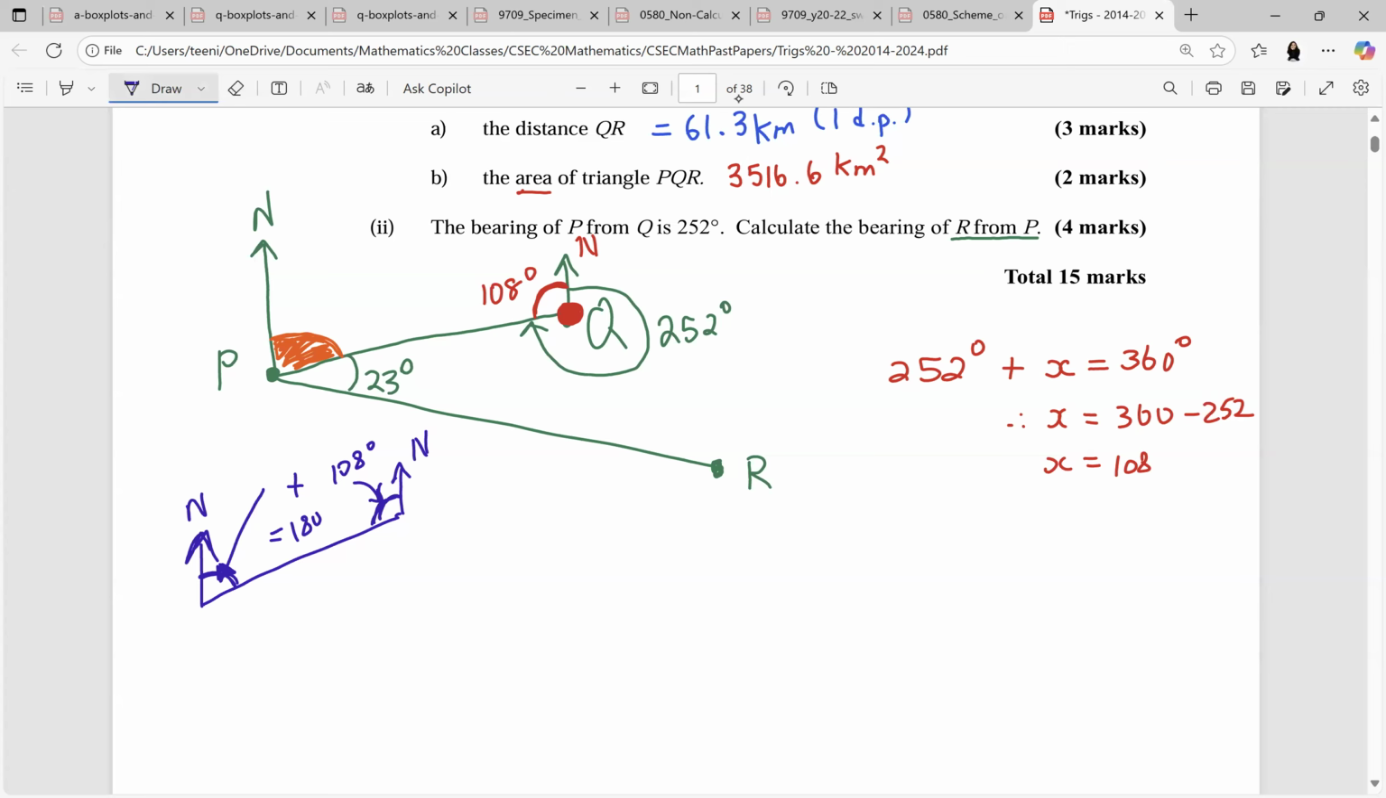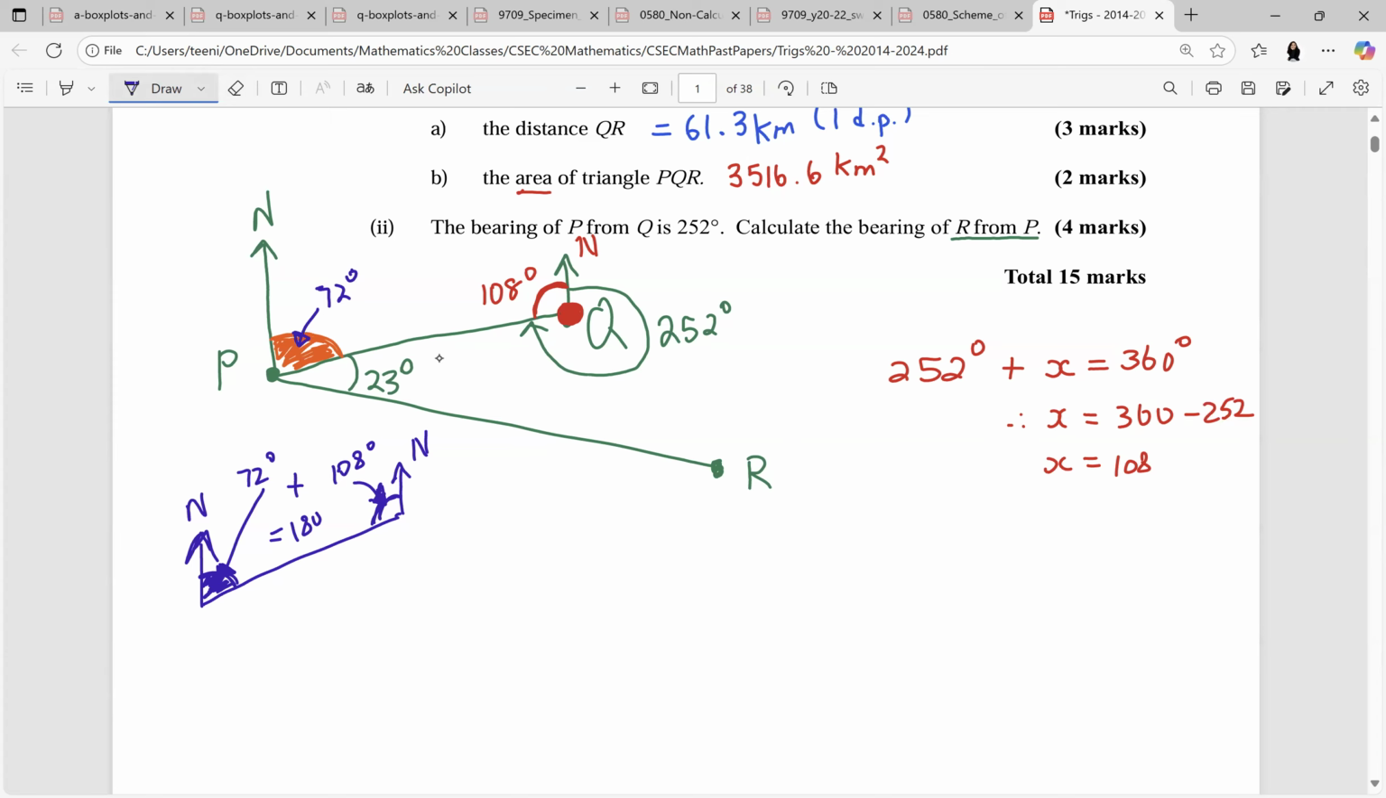If this plus this one is 108? No, 108 plus 131 is not 180. The other angle that's supplementary to the 108 degrees? 72. 72 degrees, right? So this angle here is 72 degrees, because this plus the other one would give you 180 degrees since they are supplementary. All right, so now we know what that angle is.